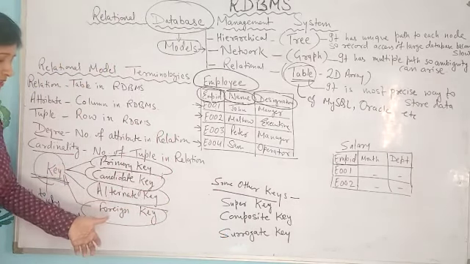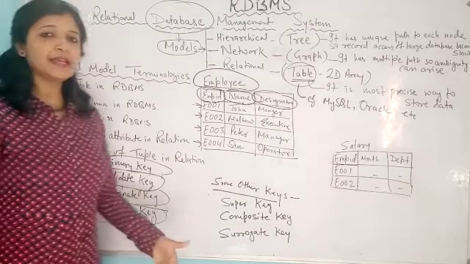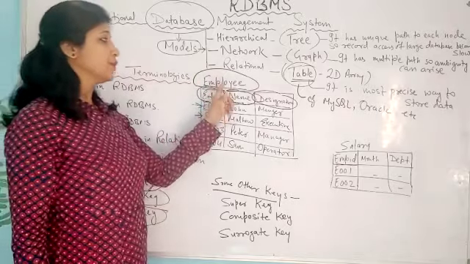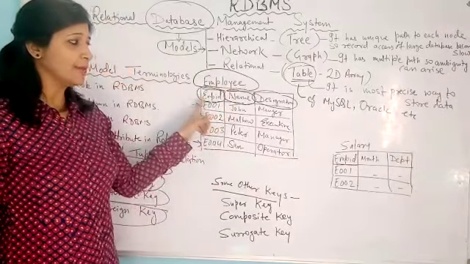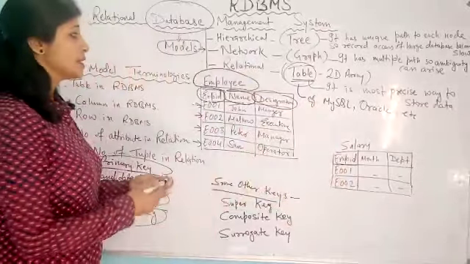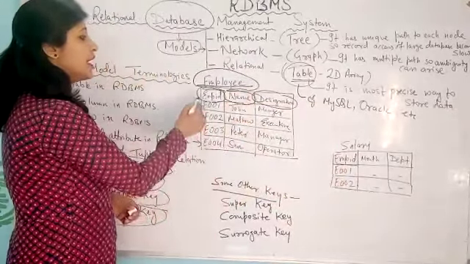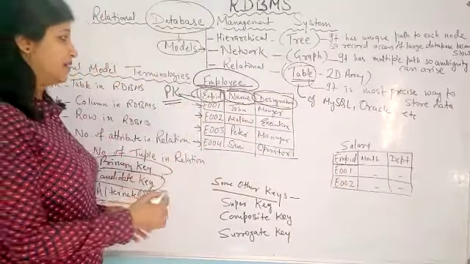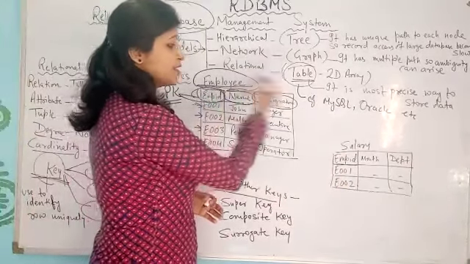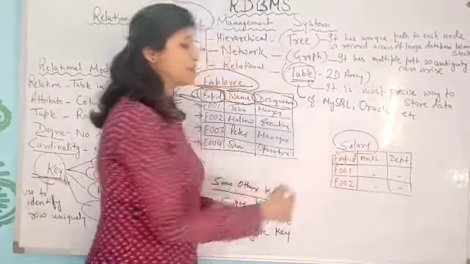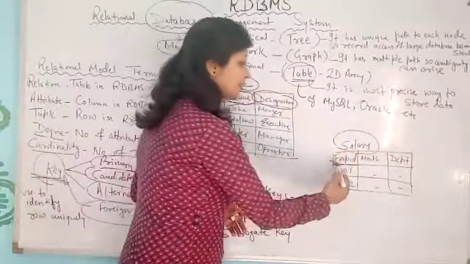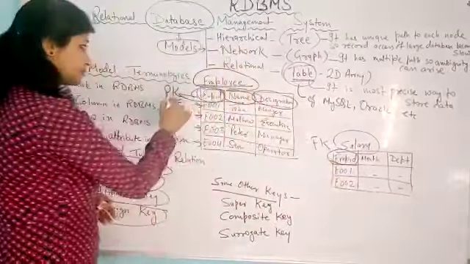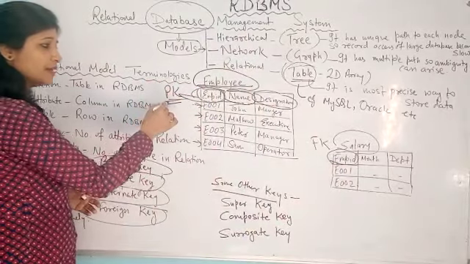Now, the next one is the foreign key. A foreign key comes into the picture when we use the primary key of one table in another table. Suppose in the employee table here, EMP-ID is declared as the primary key of this table, and later on this key is used in another table, suppose salary. So here this EMP-ID becomes a foreign key because it is declared as a primary key in some other table.